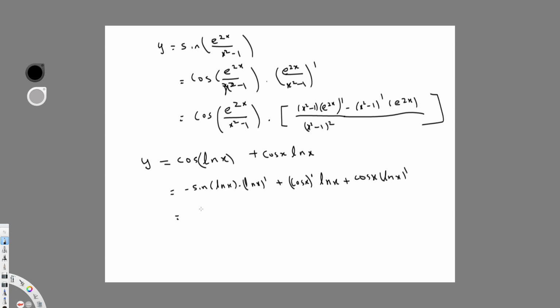Let's see what happens. It's going to be minus sine of ln x, and the derivative of ln x is 1 over x, so this is multiplied by 1 over x, plus the derivative of cos x, which is negative sine x, and then ln x remains the same, plus cos x remains the same here, and the derivative of ln x is 1 over x. So this is my final answer.